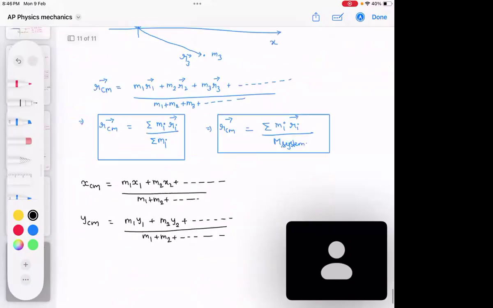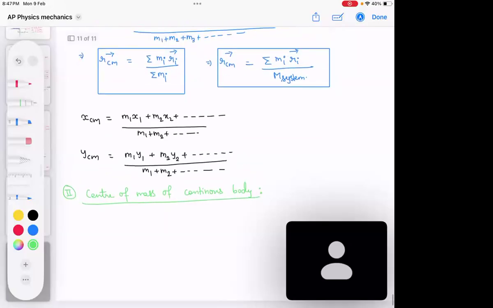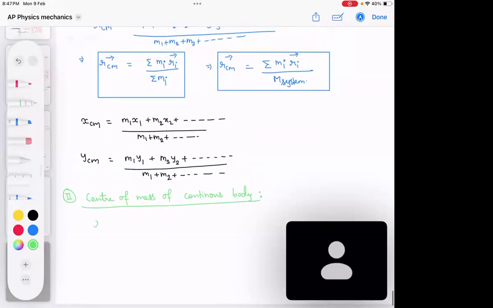Some standard bodies are there, so for those we will remember the results, then we will have combinations of bodies which we will calculate. The center of mass of a continuous body means, like a rod or a ring. These will be called continuous bodies. So for that, what can I write for RCM?